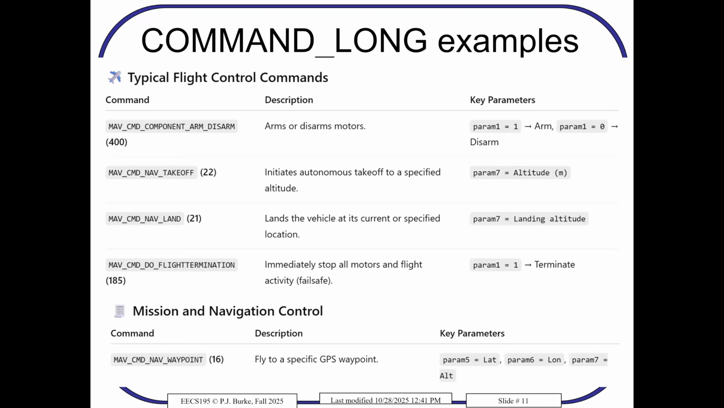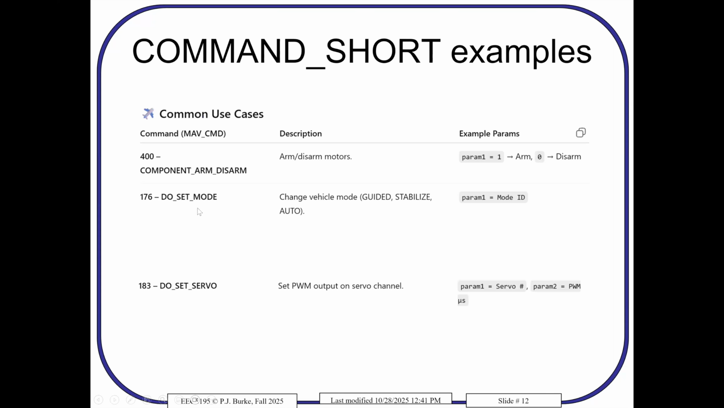Long are high level commands like take off, land, fly to this waypoint, disarm your motors immediately, etc. So for example, Mav command takeoff, that means take off and hover at a specific altitude. Okay, so that's a high level command. And then the short ones are more low level commands like set the servo output or set the mode to be guided, stabilized, etc. So there's a set mode command. And these all probably have getters and setters, so you can read it out also.